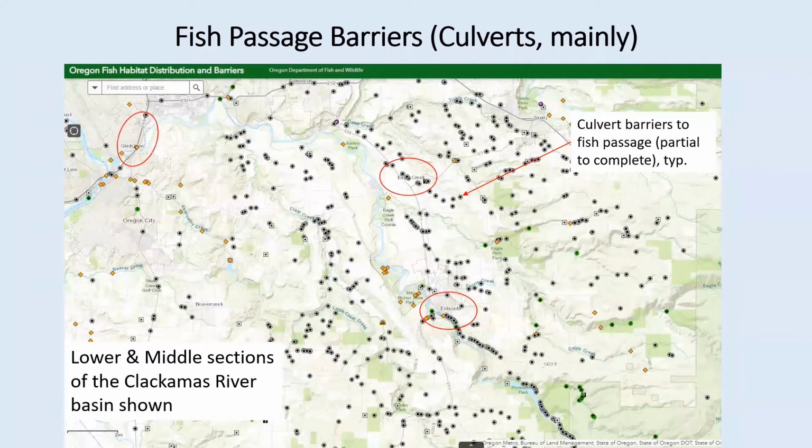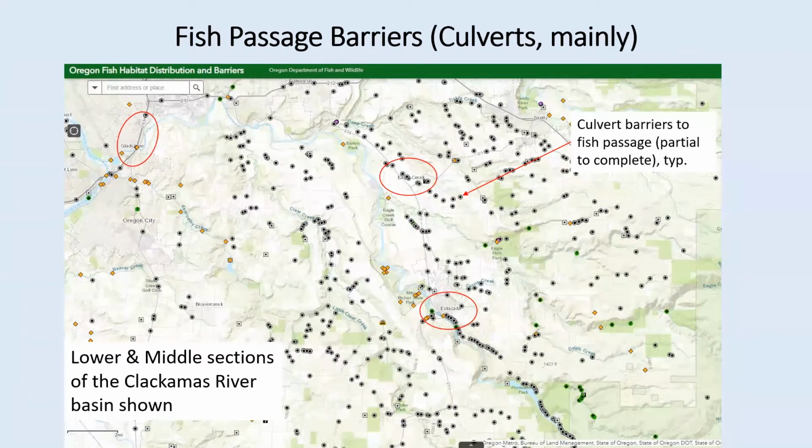And all these black dots denote partial or complete barriers to fish passage. To give you an idea just geographically what this represented here, if you look at that ellipse on the left side, that's the Gladstone area. That's where the Clackamas flows into the Willamette. Then if you look at the middle ellipse there where Eagle Creek is, and then down below where Estacada is, and then a little farther upstream where Promontory Park is. And so all told, there might be about 30 river miles or so of Clackamas River shown and associated watershed. But anyway, all these black dots are a problem.